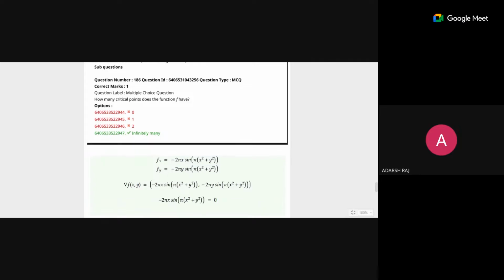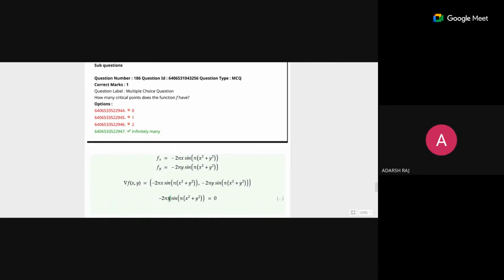And tell me, we have to calculate f of x equal to 0. From this, what do we conclude? Either x is 0 or sine of pi times x square plus y square is 0. Yes, yes.